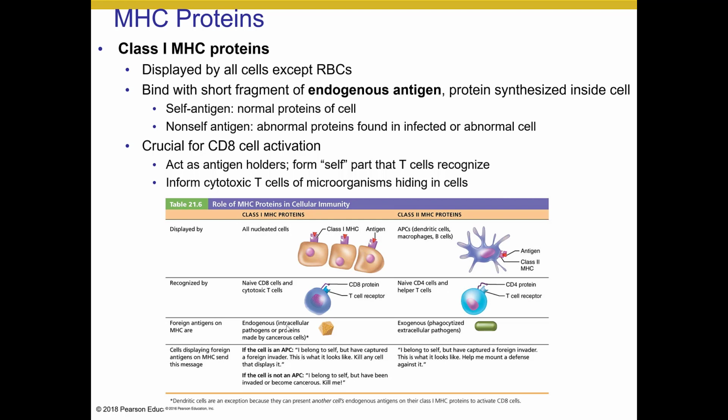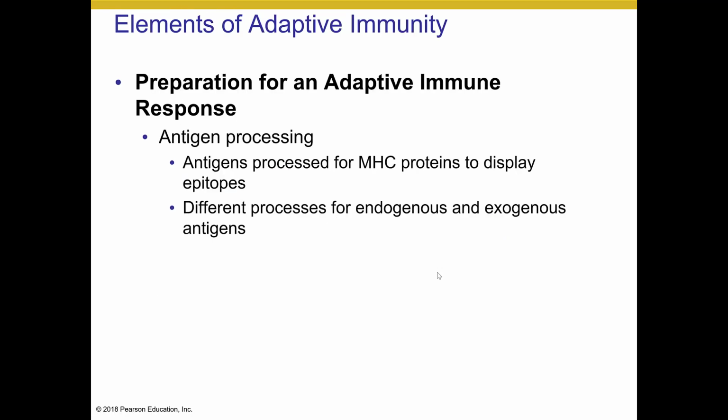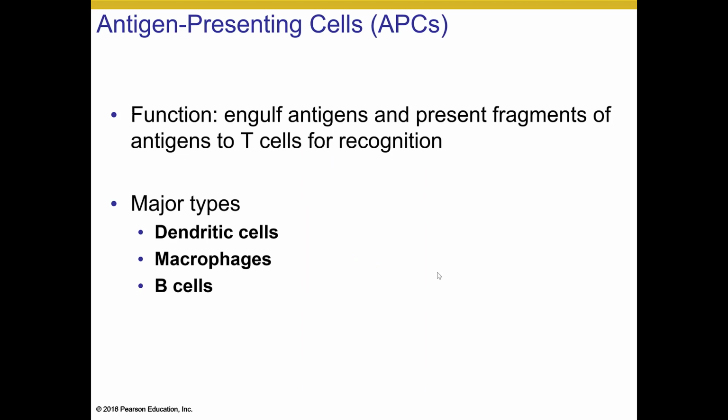Let me talk about class 2 and let me talk about antigen presentation, and then I'm going to come back to this slide. Class 2 MHC proteins, again, the job is still to hold on to foreign antigen, but where do you find these? You find these not on every cell, but on antigen presenting cells. And again, they're serving as a handle. You need them in order to activate helper T cells or CD4 cells. Okay, so let me talk about antigen presentation first, because it makes more sense why you need the MHC proteins.